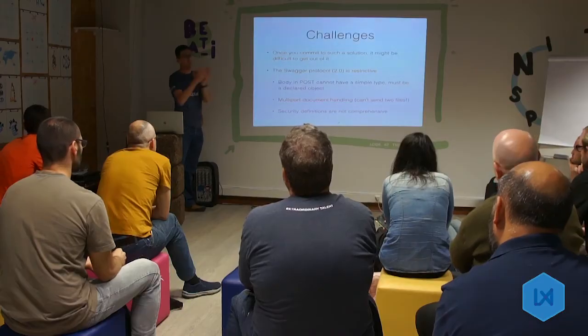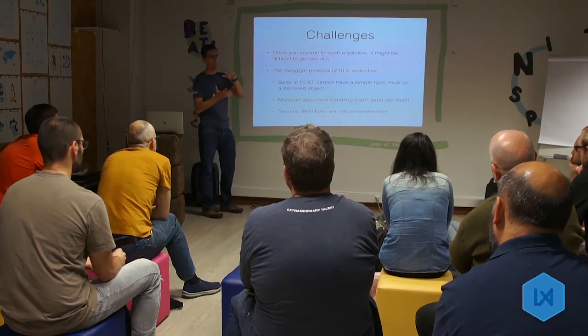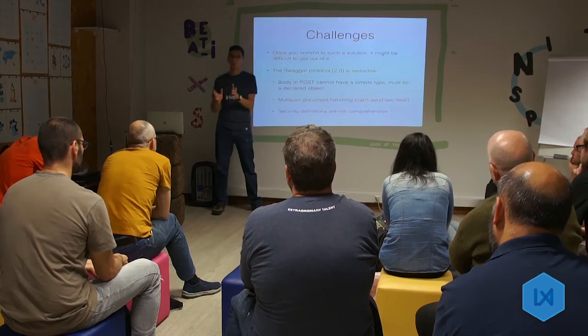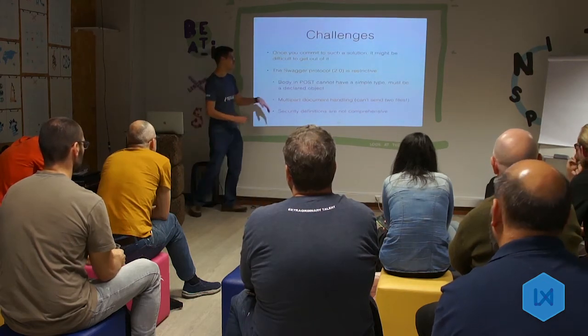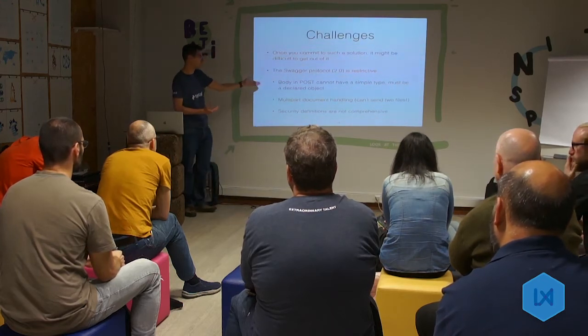And then the Swagger protocol that I'm using, it's 2.0. It's a bit restrictive. It's not restrictive in the sense that you can't add metadata. You can add a lot of metadata to it. But the things that are set, for instance, the way you describe a path or the way you describe a model, you can't really change those. And you have to play by their rules. So these are just some of the things that I come across.